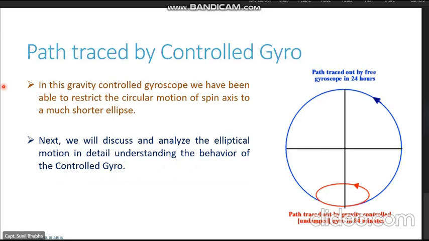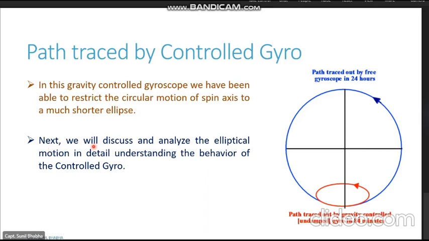So what have we achieved by controlling the gyro? In this gravity controlled gyroscope, we have been able to restrict the circular motion of the spin axis to a much shorter ellipse. You can see now that the spin axis remains much closer to the meridian as compared to the free gyro, which was moving large distances away to east as well as to the west of the meridian.